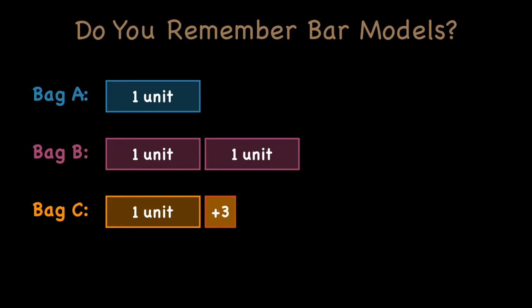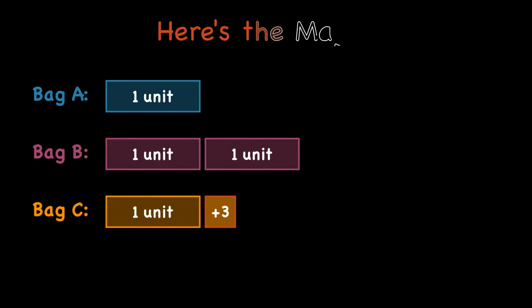Great! Now we have a visual representation, but saying 1 unit all the time is a bit long, isn't it? There must be a better way. Now, here comes the exciting part. Instead of saying 1 unit every time, we can use a letter to represent this unknown unit. Let's use the letter X. X represents our mystery number. So bag A has X items. X represents our unknown number. Simple, right? The letter X is like a placeholder for a number we don't know yet.